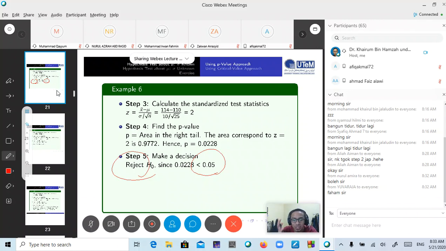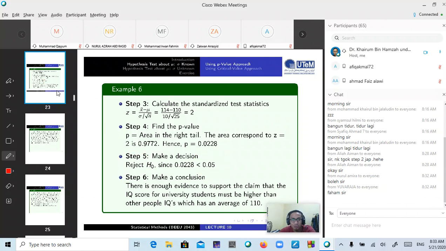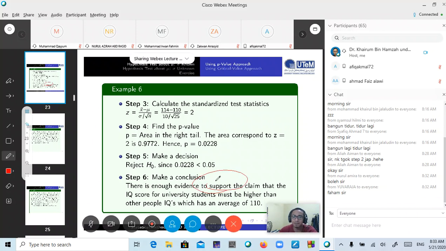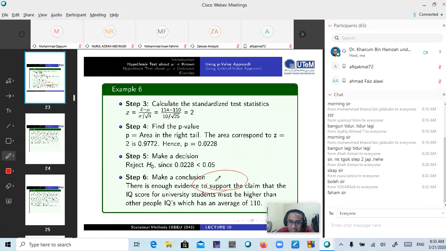Okay, bila you dah reject H0, kita bolehlah buat conclusion. How to make a conclusion? There is enough evidence to support the claim that the IQ score for university student must be higher than the other people IQ, which has an average of 110. Actually, in order to make a conclusion, awak tengok balik soalan tu je.